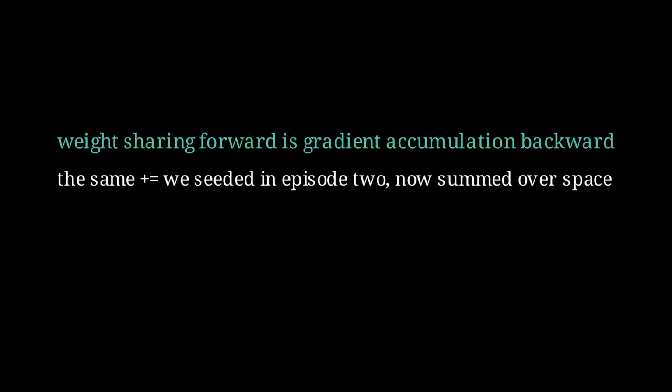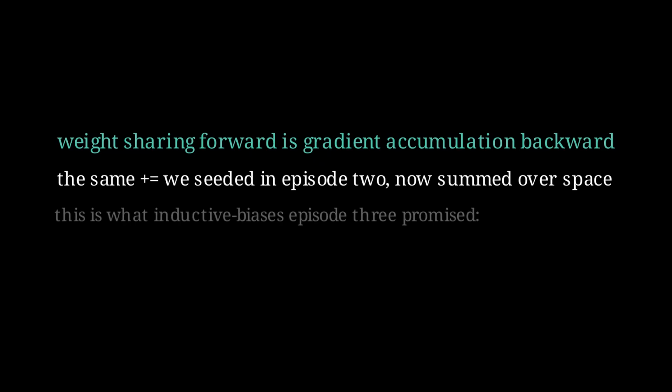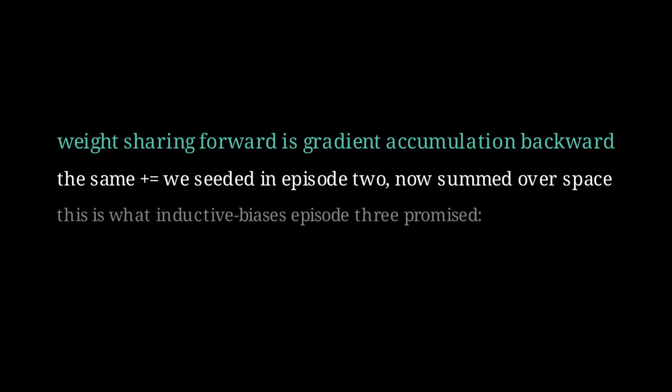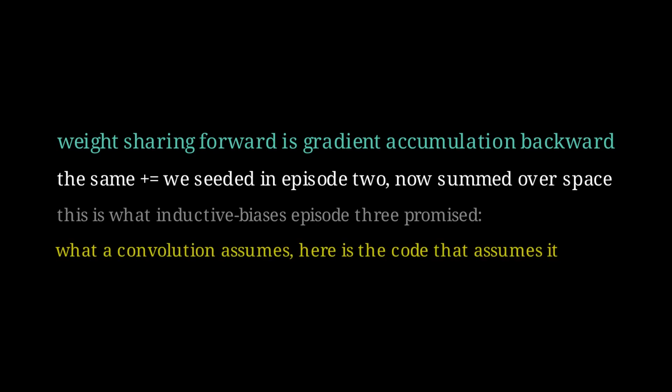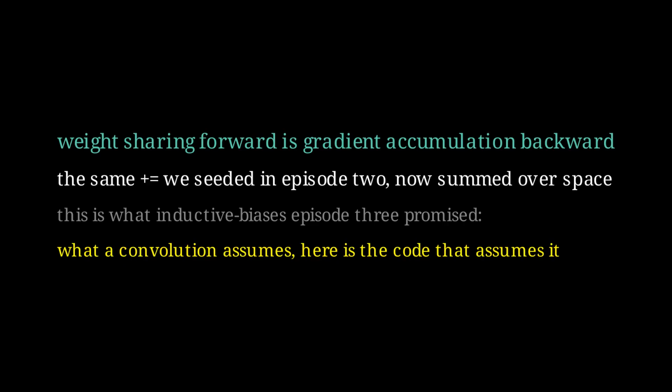They are one fact seen from two sides: reuse a weight in many places, and every one of those places owes it a correction. It is the very same plus equals we seeded back in episode 2, when a shared parameter first had to sum its gradients. Only now the sharing is across space. This is exactly what Inductive Biases episode 3 promised you, what a convolution assumes. That episode named the assumption. Here is the code that makes it true.